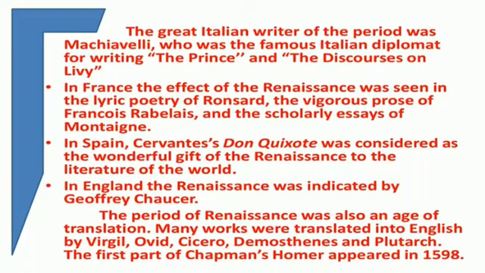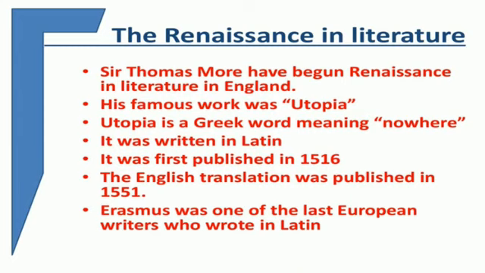Sir Thomas More began the Renaissance in literature in England. His famous work was Utopia. Utopia is a Greek word meaning nowhere. It was written in Latin and first published in 1516. The English translation was published in 1551.